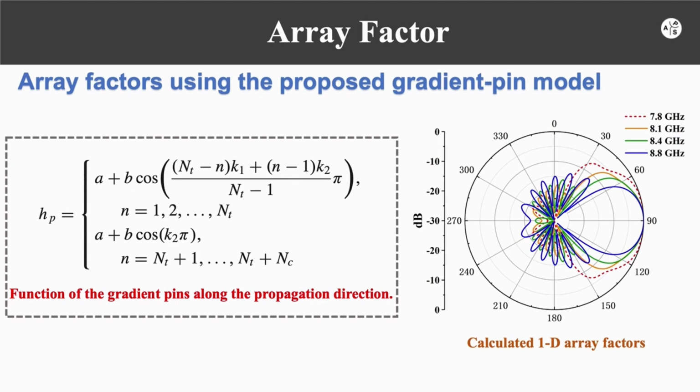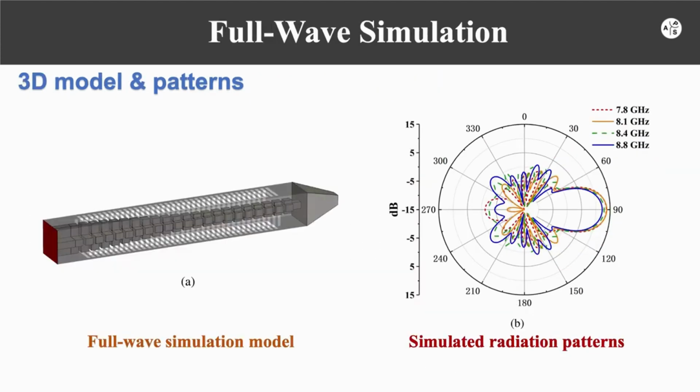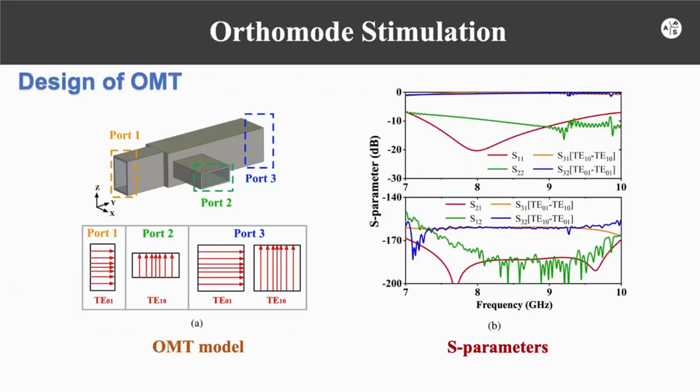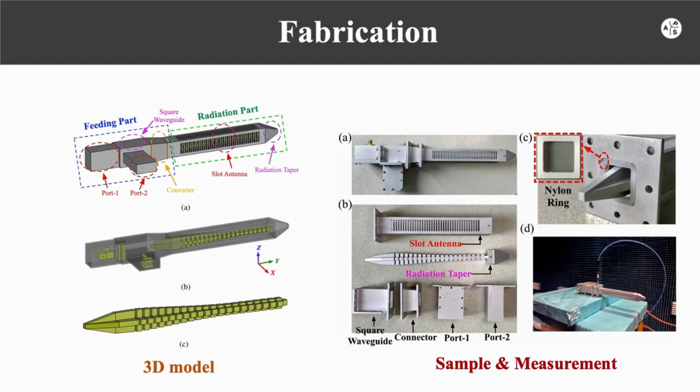By calculating the array factors based on the ideal 1D model, the wideband end-fire radiation is testified. The full-wave simulation also demonstrates the above design with the end-fire performance from 7.8 to 8.8 GHz. To generate the desired waveguide modes, an orthomode transducer is proposed with high channel isolation. The proposed dual-polarized end-fire leaky wave antenna is fabricated and measured.